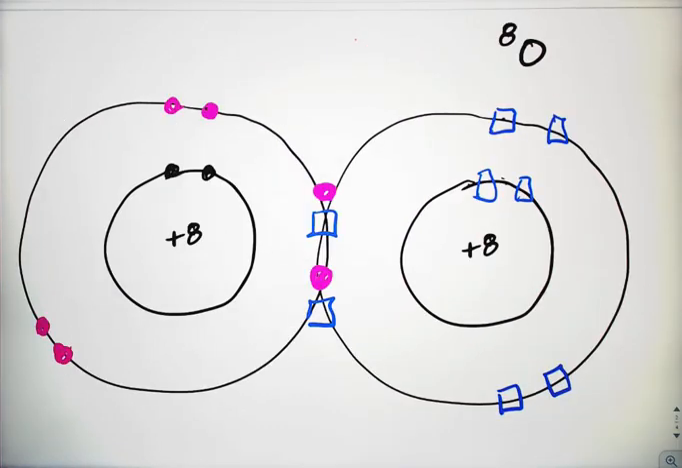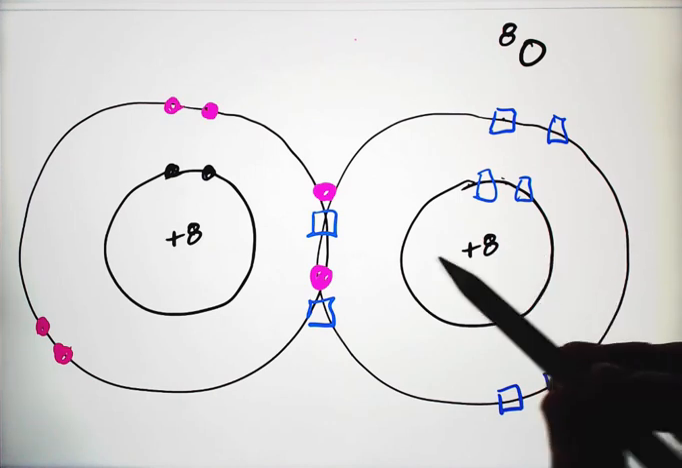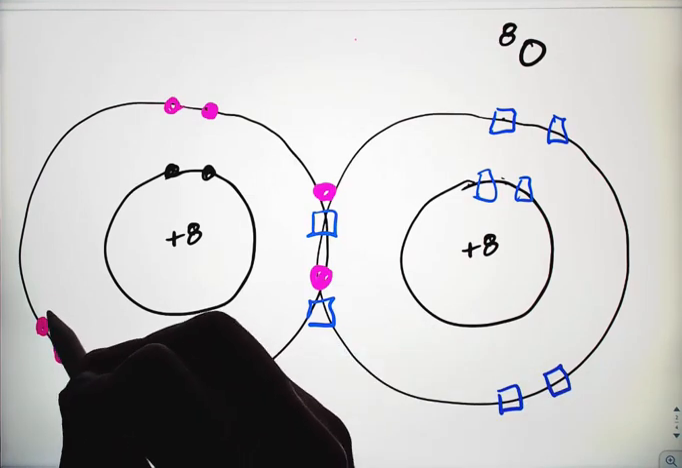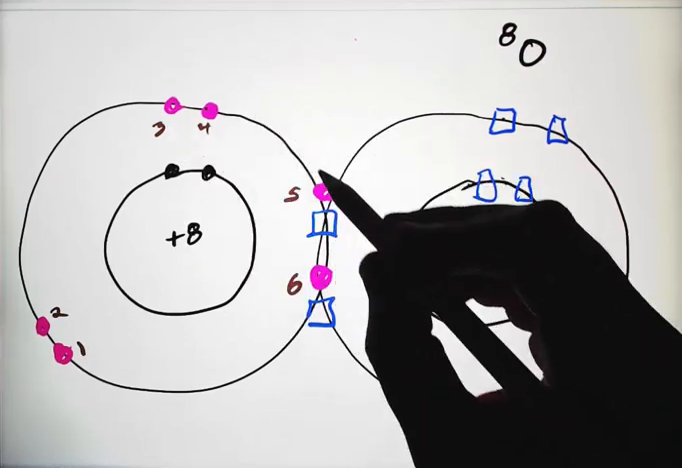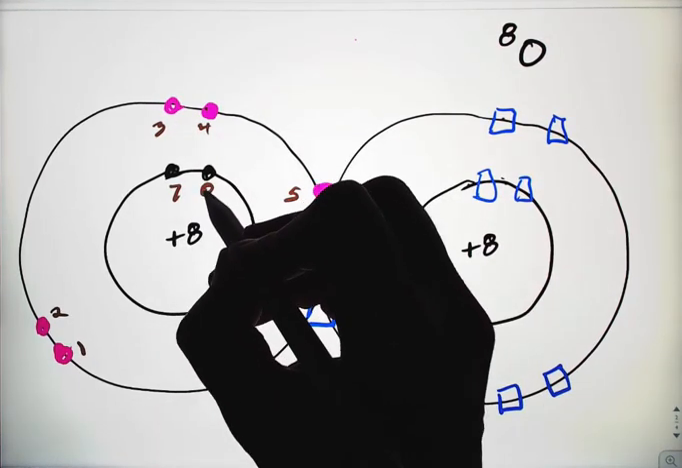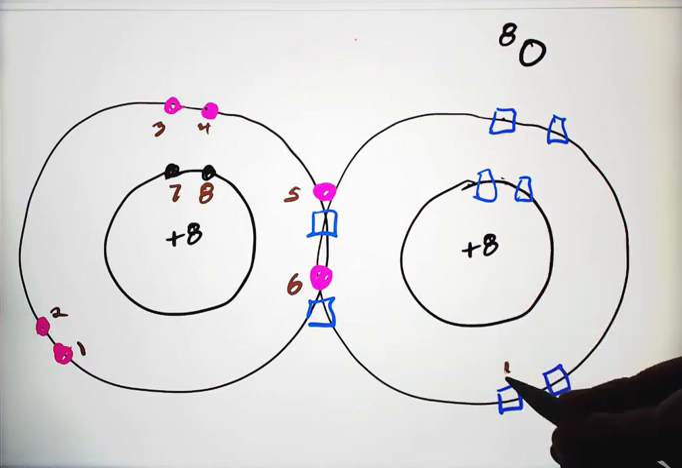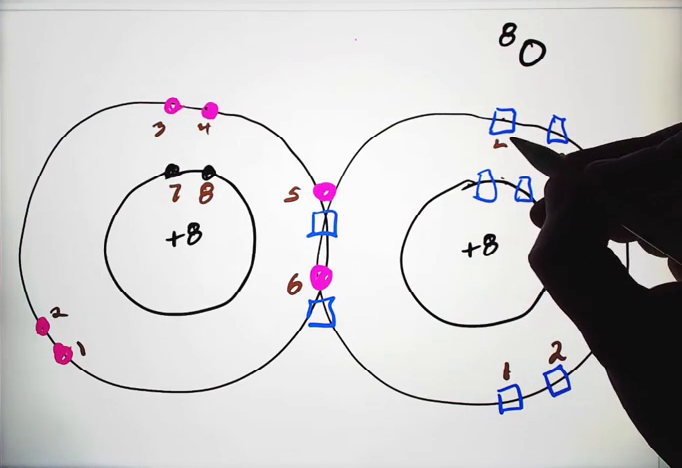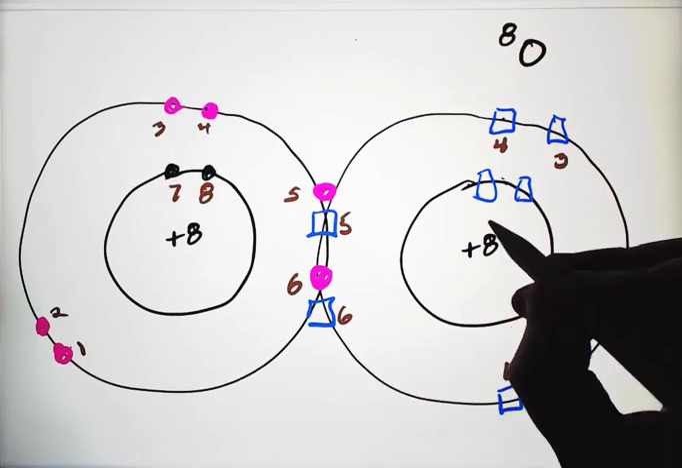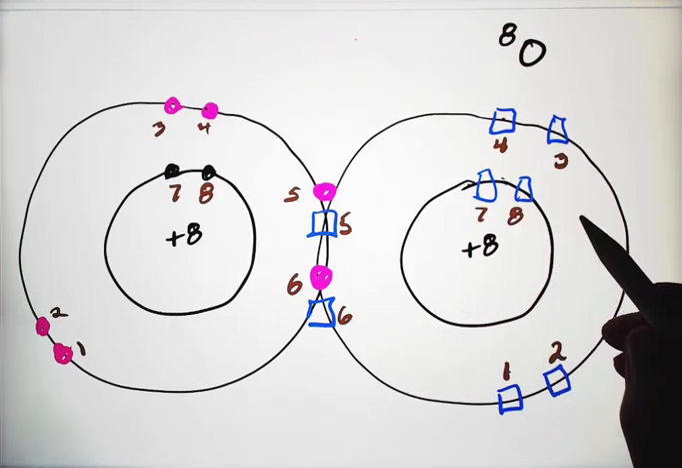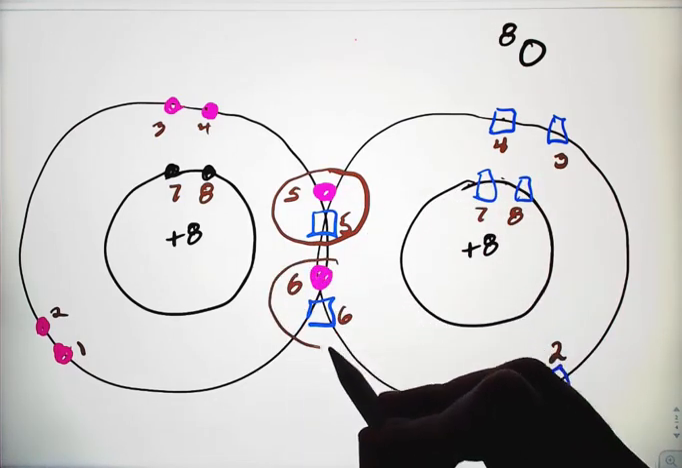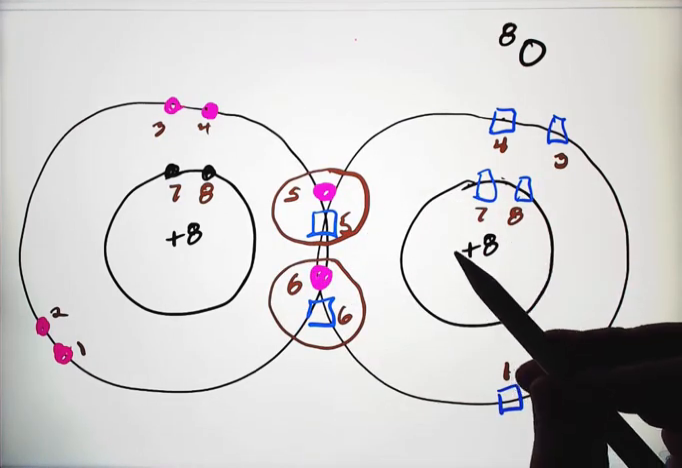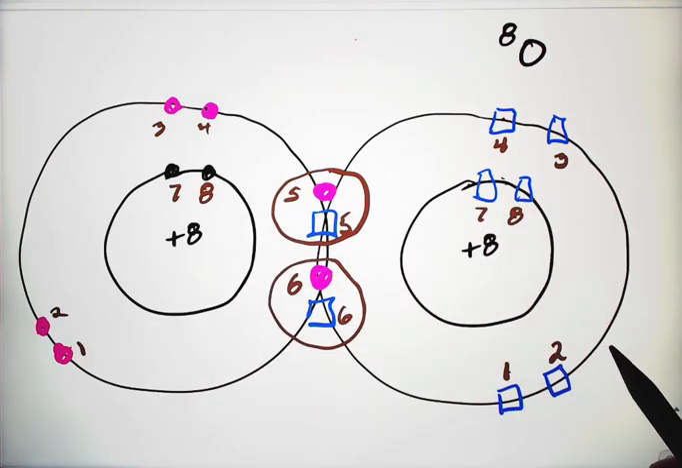Oxygen can also form a double bond, covalently bonding to another oxygen. I've drawn an oxygen, each with 8 protons in the middle, and each with 6 outermost electrons plus the 2 more in the innermost shell, for 8 electrons. Now there's a double bond with these 2 electrons being shared and these 2 electrons being shared, and as a result, both oxygens now fill their outermost shell.